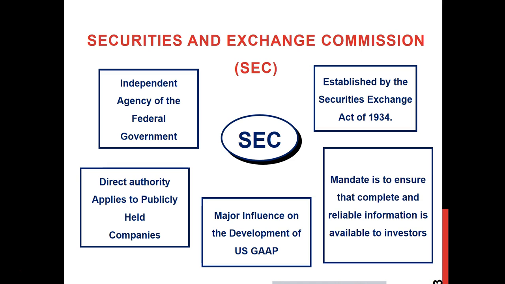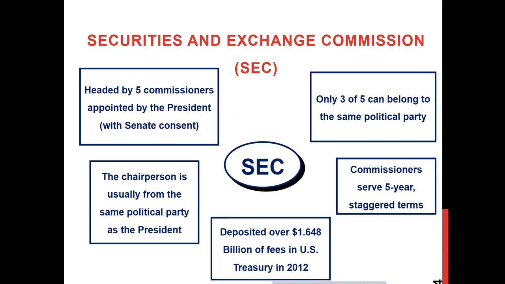This is an independent agency, and this agency has direct authority over all public companies. The SEC was established by the Securities Exchange Act of 1934. And the SEC has, of course, a major influence on the development of US GAAP. It also mandates that all public companies disclose all required information in a timely manner.